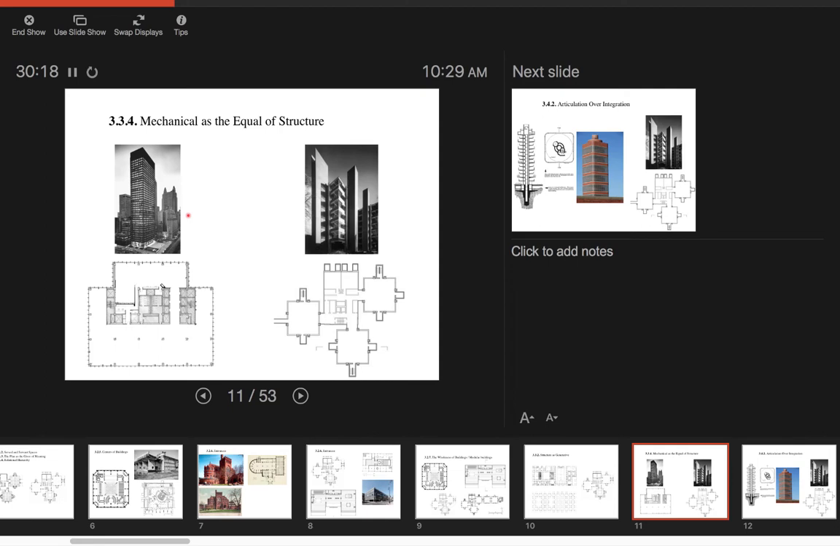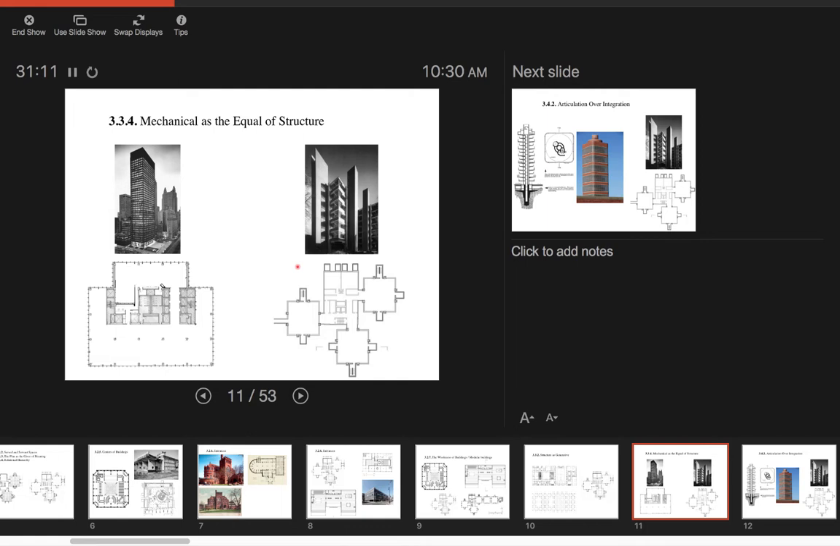Mechanical is the equal of structure. So, Kahn realized in a laboratory, the mechanical is half the square footage, half the cubic footage, and half the budget. Should we then hide it? And in the office, typical office building, you do. Elevators, stairs, toilets, ducts are all in the core. This is the Seagram building going up at the same time as Kahn's building. Kahn pulls all this out to the periphery and expresses the mechanical rather than hiding it.